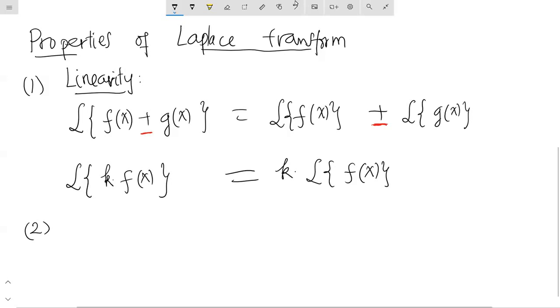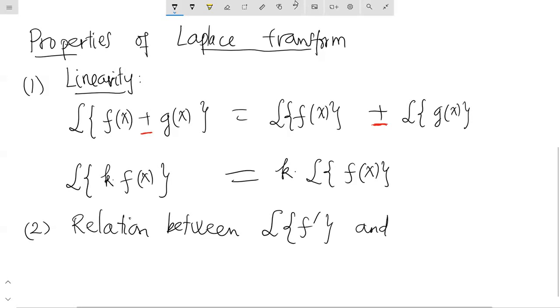Now the next property would be extremely important in solving differential equations. It gives us the relation between the Laplace transform of the derivative and the Laplace transform of f. So you see that above I used f of x, g of x, but here I just drop the independent variable x, and that is okay to do, just to make the notation simpler.